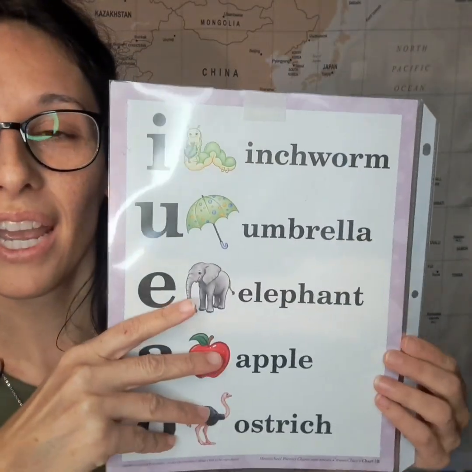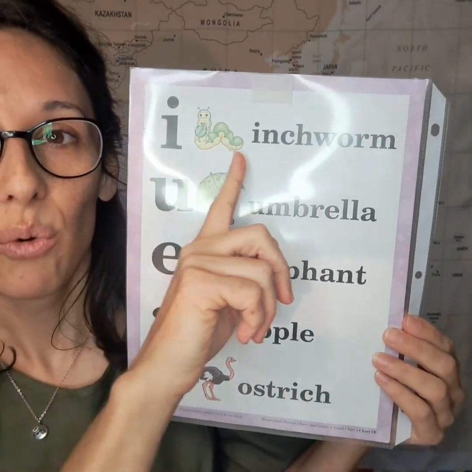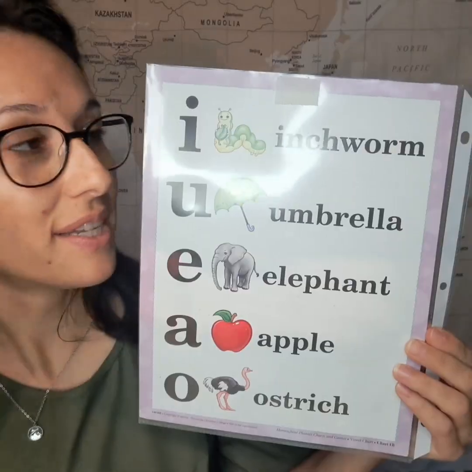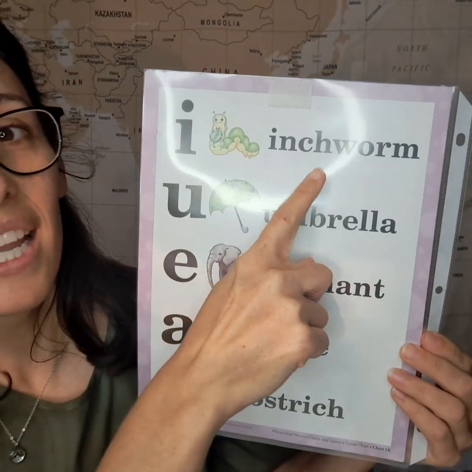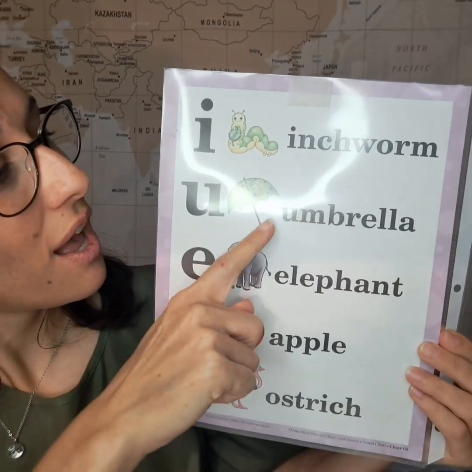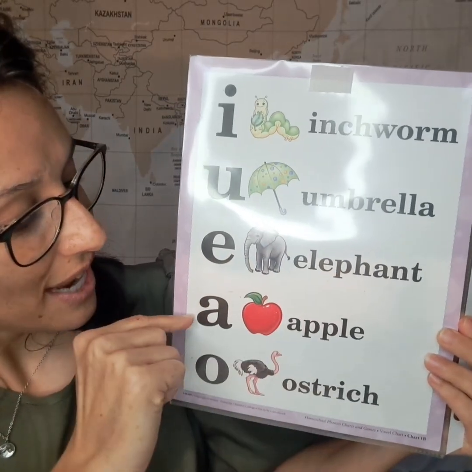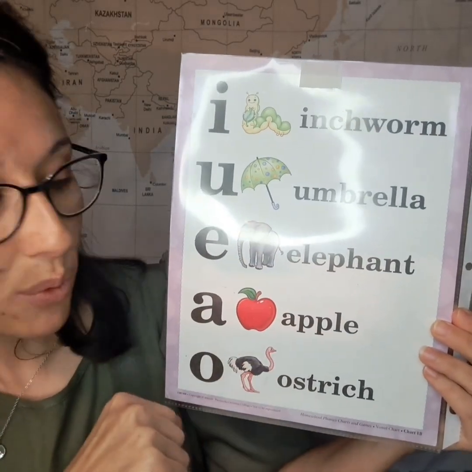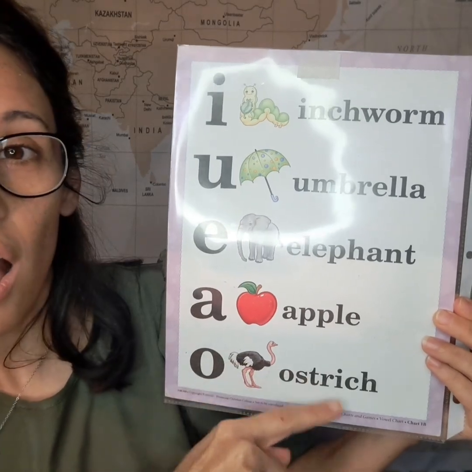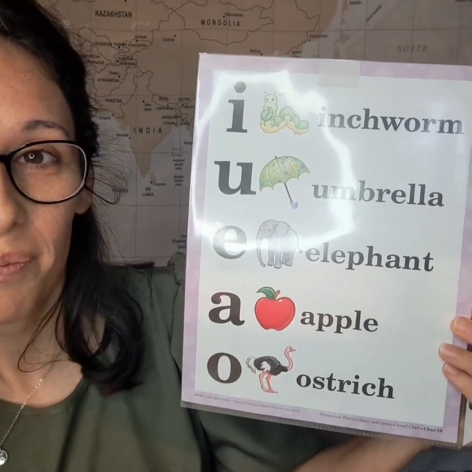Let's go over the back, and this time we will say the whole sentence. I, inchworm. U, umbrella. E, elephant. A, apple. O, ostrich. Very good.